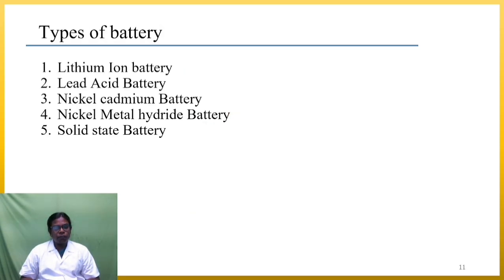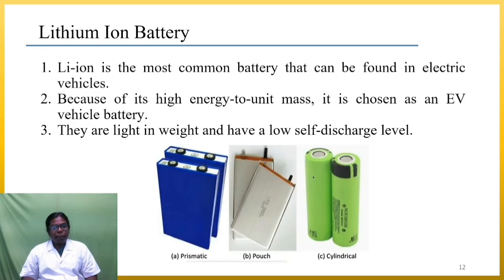Types of battery. The types of secondary cells are lithium ion battery, lead acid battery, nickel cadmium battery, nickel metal hydride battery, and solid state battery. First, lithium ion battery. The lithium ion battery is the most common battery found in electric vehicles. Because of its high energy per unit mass, it is chosen for EVs. They are also light in weight and have a low self-discharge level. There are three types of lithium ion batteries: prismatic battery, pouch battery, and cylindrical battery.